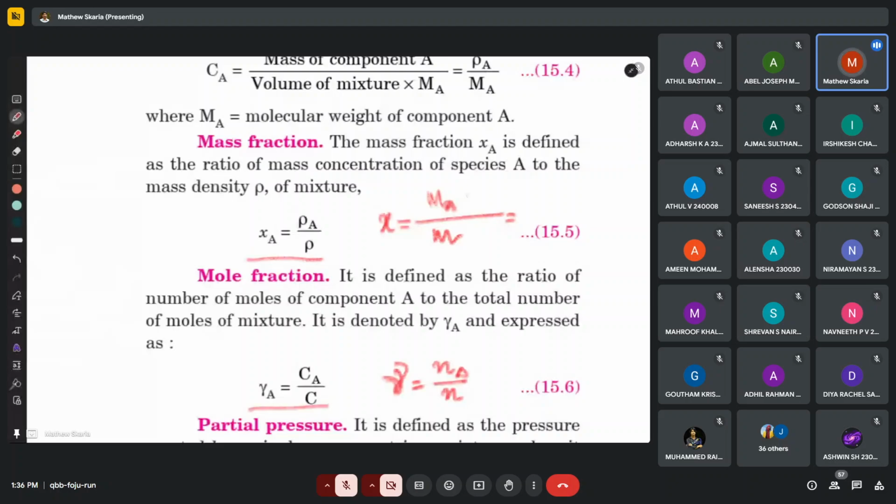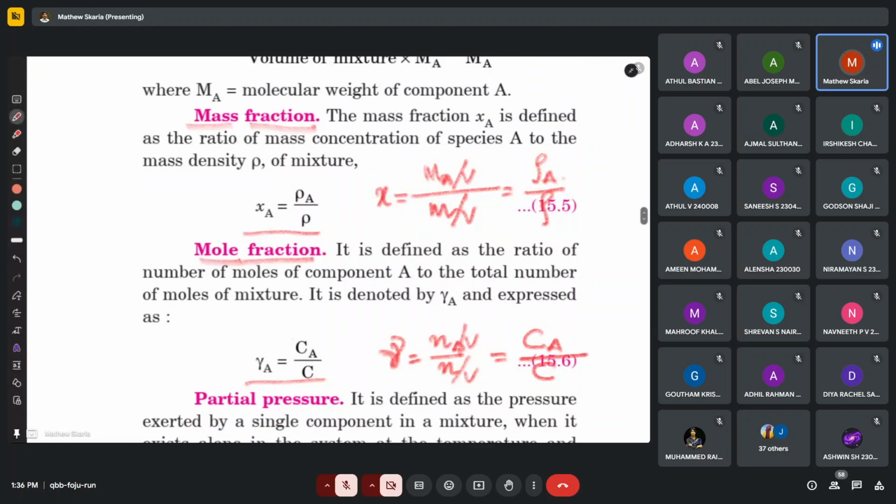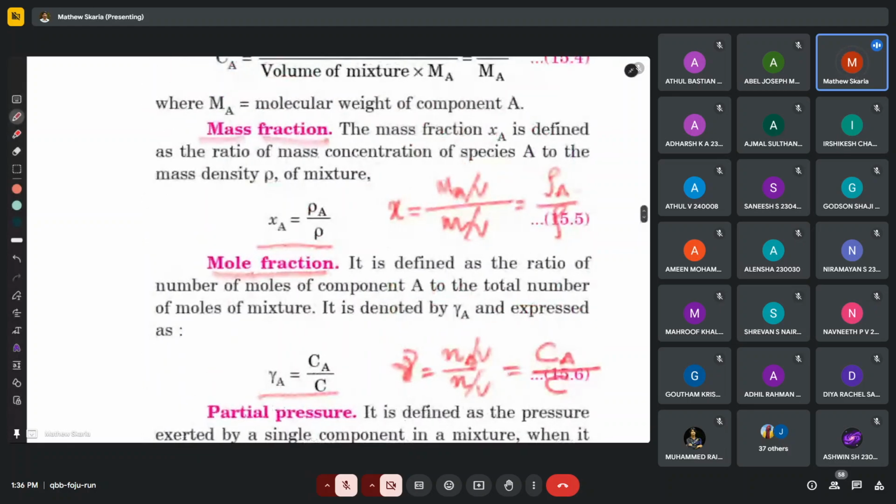That is, divide by volume in both cases. So rho A, the density of species A, divided by the total density. Here it is the concentration of A, N by V, divided by the total concentration. Okay, so you can easily write the fraction of mass and fraction of mole. Mass fraction and molar fraction are the terms that define how much amount of a constituent is present in a mixture. Any doubts about what has been said so far?